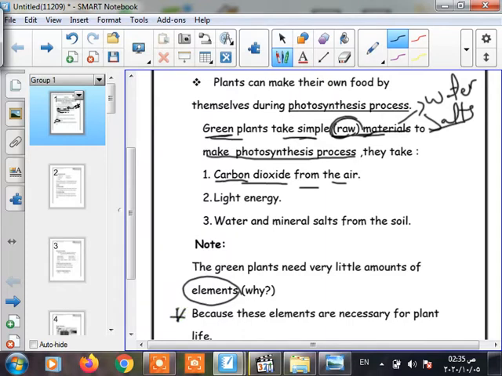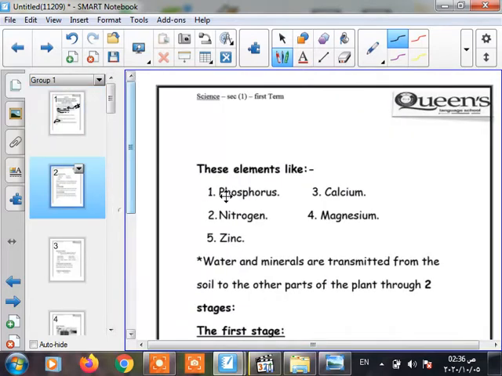So plants, like us, we take calcium to make our bones strong, right? So plants also need elements like this to grow up. Like what? These elements here, like phosphorus, calcium, nitrogen, magnesium, and zinc. Okay? Water and minerals are transmitted from the soil to other parts of the plant through 2 stages.